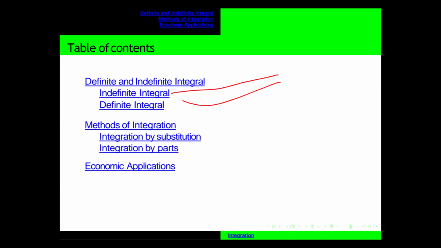Now, there are different methods of integration that are applied. We have the common one, the power rule one. Then we also have the substitution method and the integration by parts. These are the most used ones, integration by substitution and by parts. Then at a later point, we look at the economic application of the same calculus. Any questions?